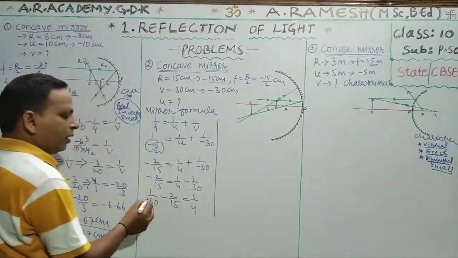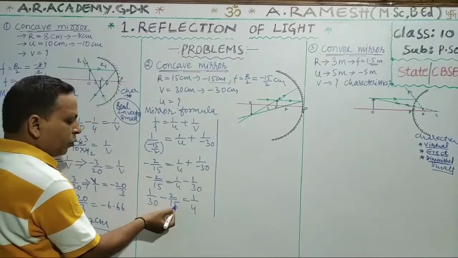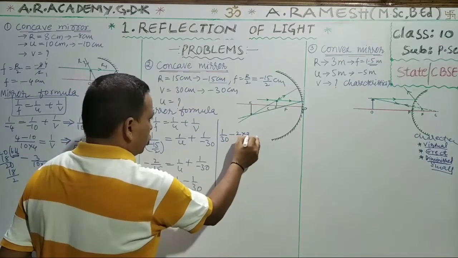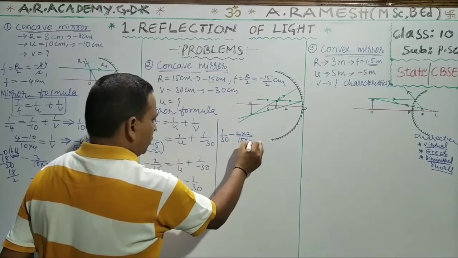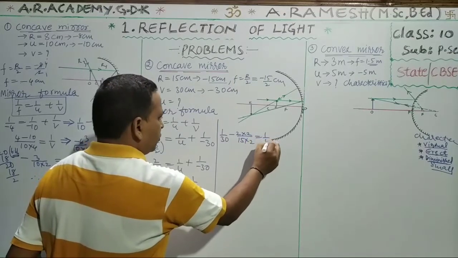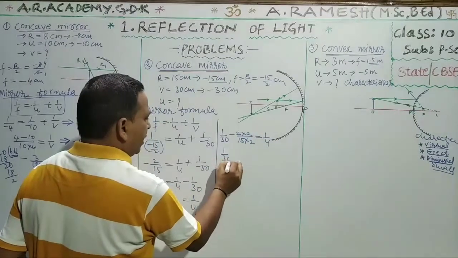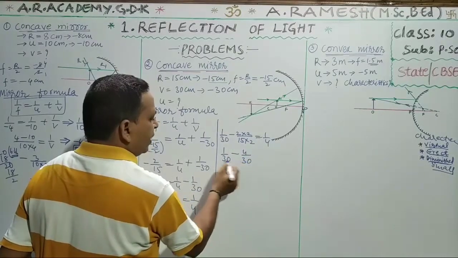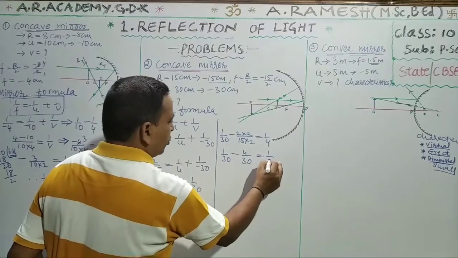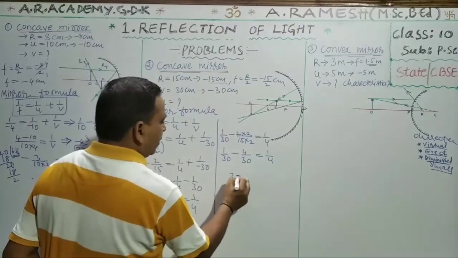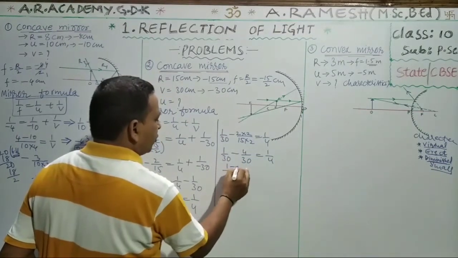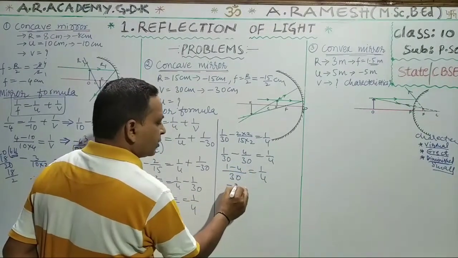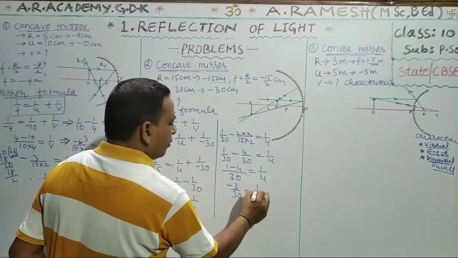Children, concentrate more and look at the board. Here, to make 30, what I am doing, you observe. 1 by 30 minus 2 into 2 by 15 into 2 equal to 1 by u. So 1 by 30 minus 4 by 30. Here I am making the denominators equal, so it is easy to calculate. So LCM 30, and here 1 minus 4 directly equal to 1 by u. 1 minus 4 how much, children? Minus 3 by 30 equal to 1 by u.